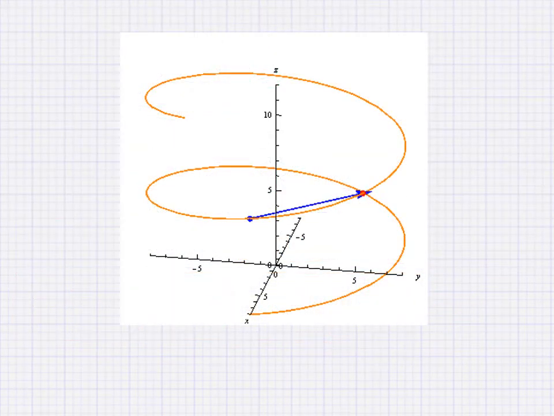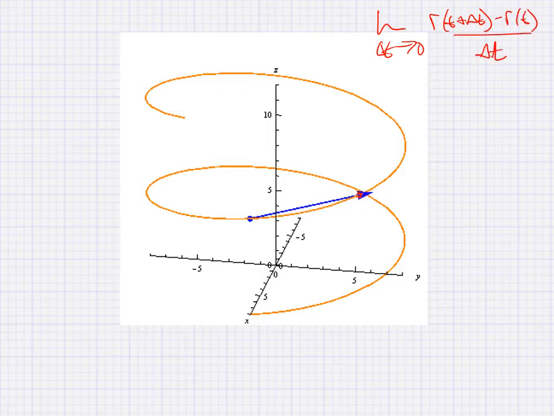Right, so this animation gives you the idea of what's happening with the derivative function. When we looked at the derivative as a limit, the limit as delta t approaches 0 of r of t plus delta t minus r of t all over delta t, it essentially had to do with this concept that we saw back in Calc 1, where the secant line was turning into a tangent line in a way. In this case, the secant vector turning into a tangent vector.